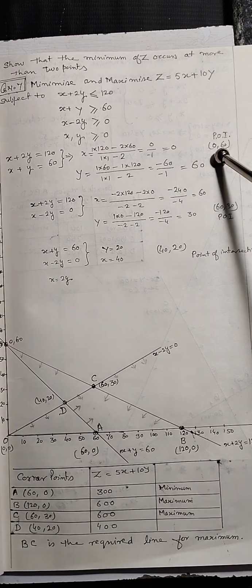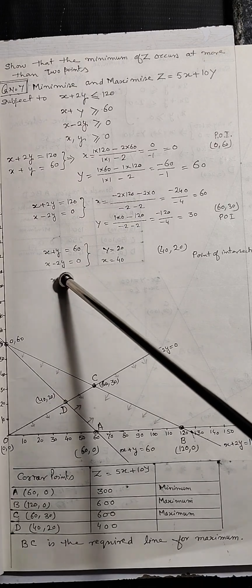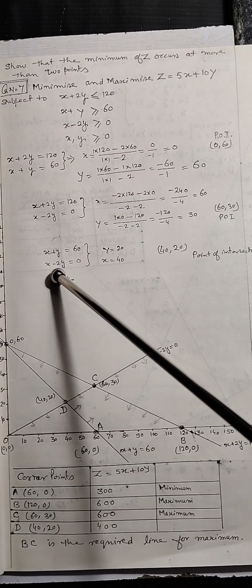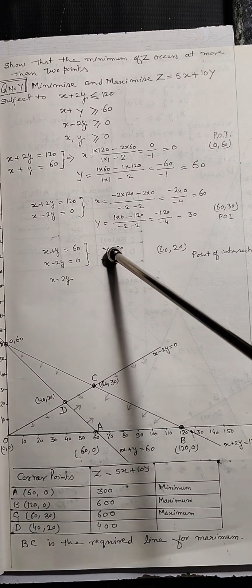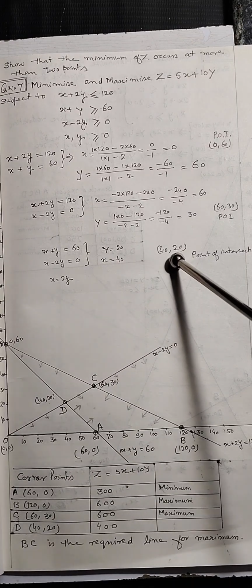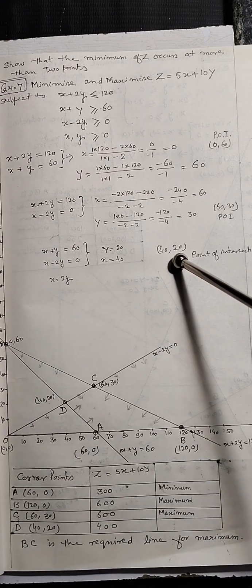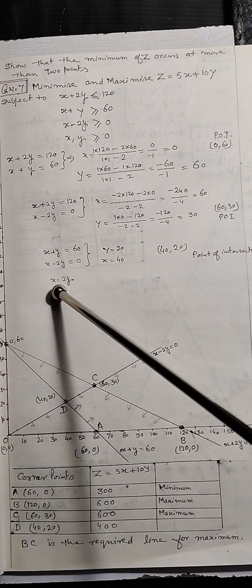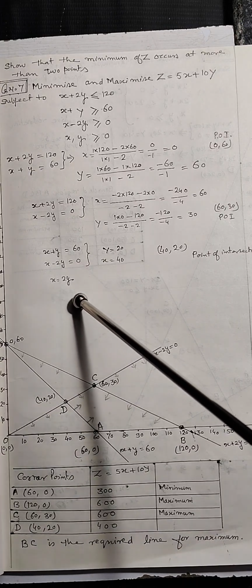Here the point of intersection is 0, 60. Now x plus y and x minus 2y. x plus y is equal to 60, x minus 2y is equal to 0. Here you will get x is equal to 40 and y is equal to 20. So the point of intersection is 40 and 20. Here x is equal to 2y, just substitute it, then you can easily work it out.